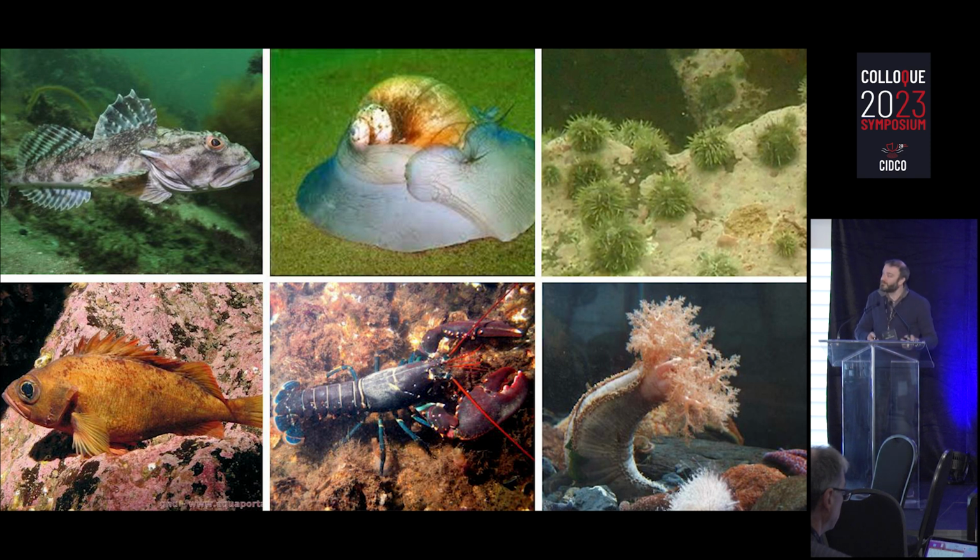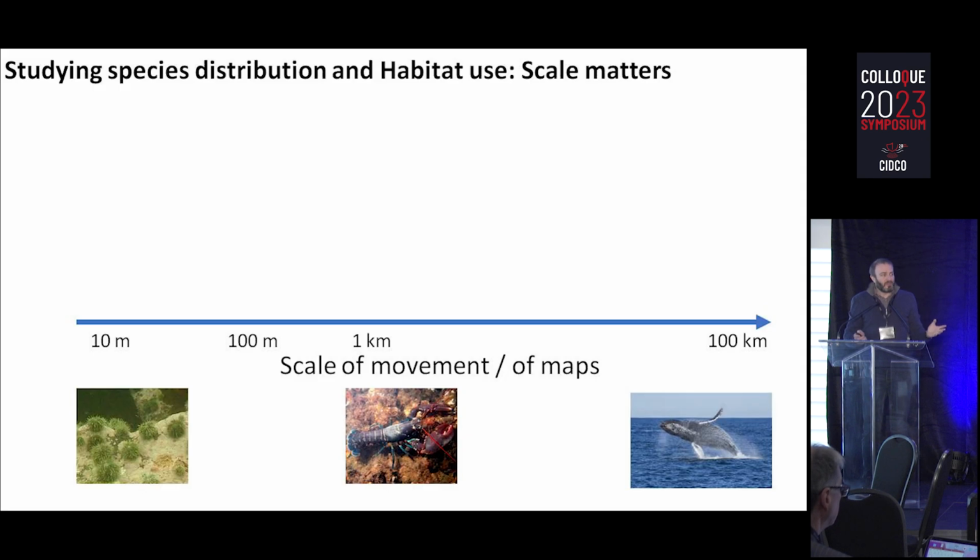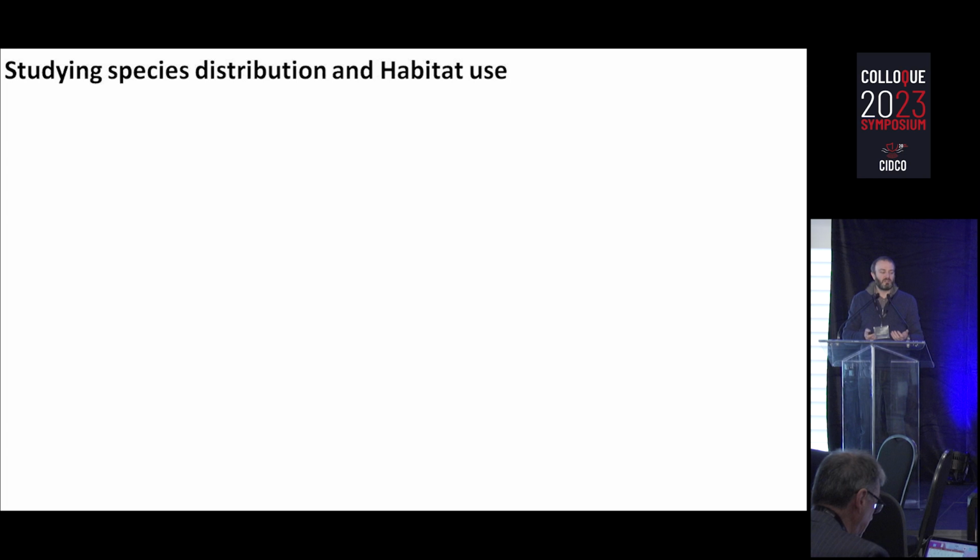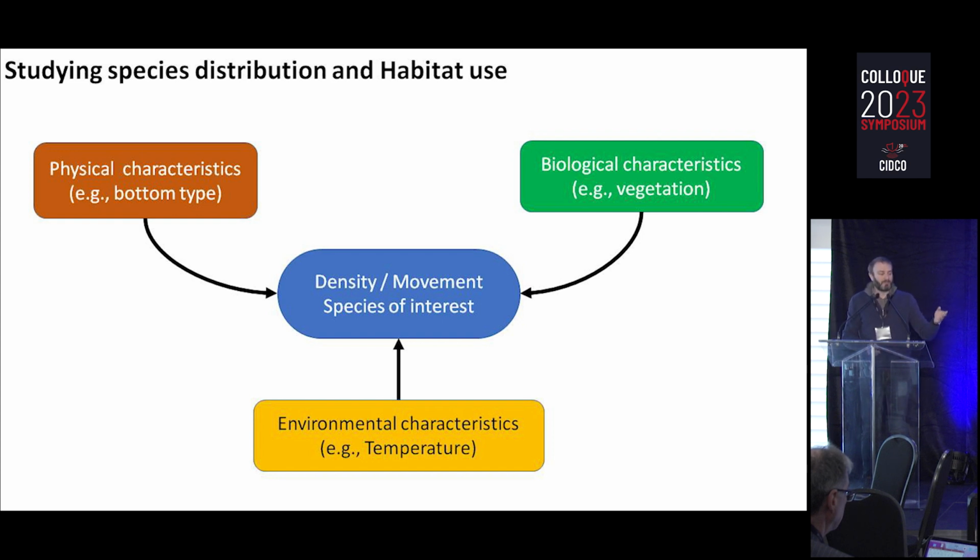bivalves and mollusks, sorry. Part of the work we do is trying to understand how species are distributed and also how they use their habitat. And to do that, usually what you do is try to establish relationships between the density or the movement of these species with properties and characteristics of the habitat. It might be environmental characteristics such as the temperature, but also physical characteristics such as the bottom type or the presence of vegetation on the seafloor.